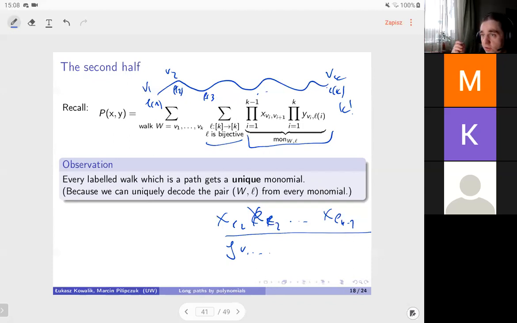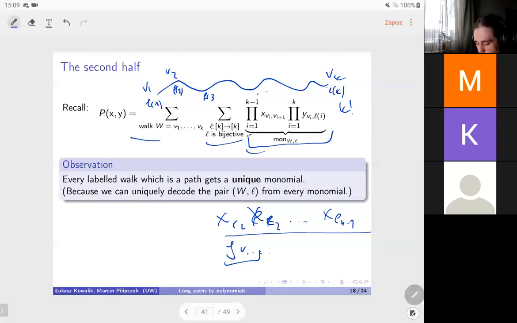And then once you see these variables, you see which label the first vertex got, which label the second vertex got, which label the third vertex got, etc. So looking at this monomial, you can decode the walk by looking at the set of edges, and you can decode the labels because every vertex is visited once, so you see from the monomial which label it got. So if somebody gave you the monomial, you see the labeling and the walk, which means that it will not cancel out.